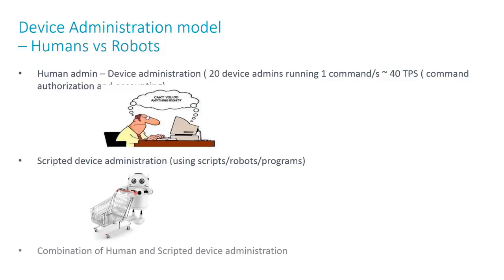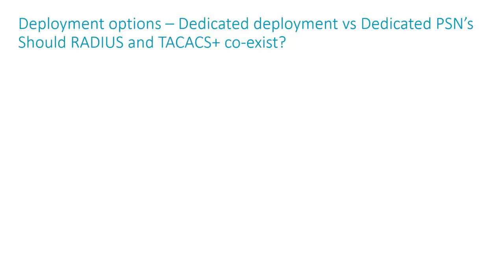Now, having spoken about these two different models, let's take a look at what are the deployment options you have based on these two models. Remember, the deployment option is also based on the services you need for your customers, right? So there are two different services, Radius and TACACS. So the first question is, should Radius and TACACS coexist in the same deployment, or do you need separate deployment for Radius or TACACS?